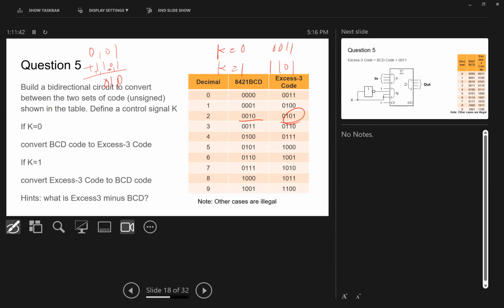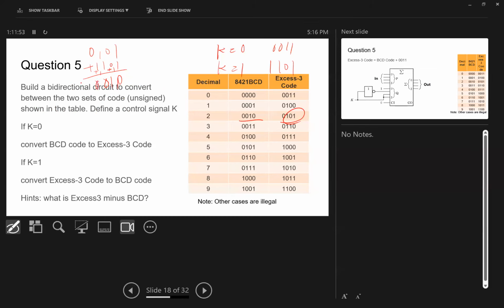And we have a carry out signal here. 0 plus 1 is equal to 0, right? And we have a carry out signal. But actually, in this case, we do not use this carry out signal. So we just use the last 4 bits, and the last 4 bits correspond to this. So that's how we do the transformation from the excess-3 code to BCD code when k is equal to 1. Okay.